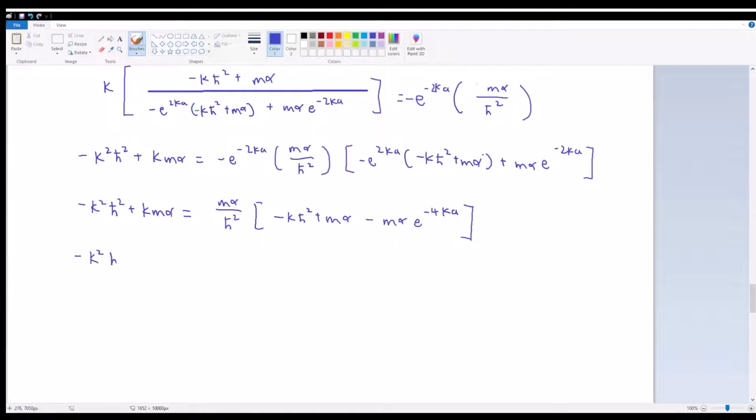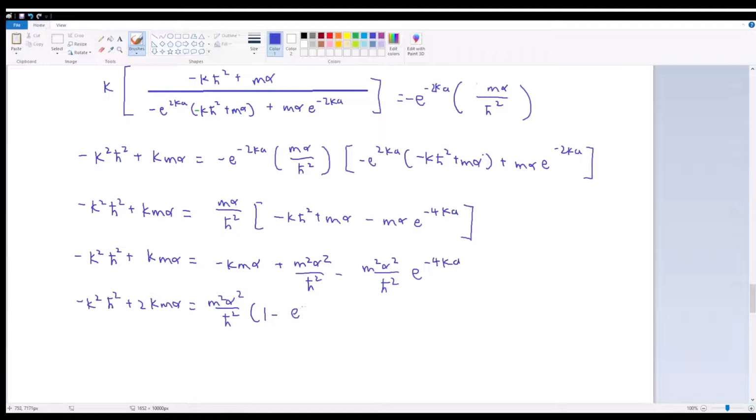Negative k squared h bar squared plus km alpha is going to equal negative km alpha plus m squared alpha squared over h bar squared minus m squared alpha squared over h bar squared e to the negative 4ka, in which case negative k squared h bar squared plus 2km alpha is equal to m squared alpha squared over h bar squared times 1 minus e to the negative 4ka.